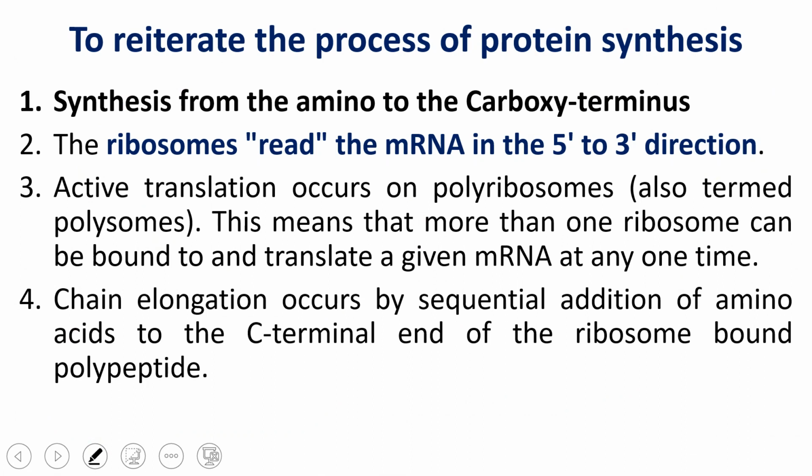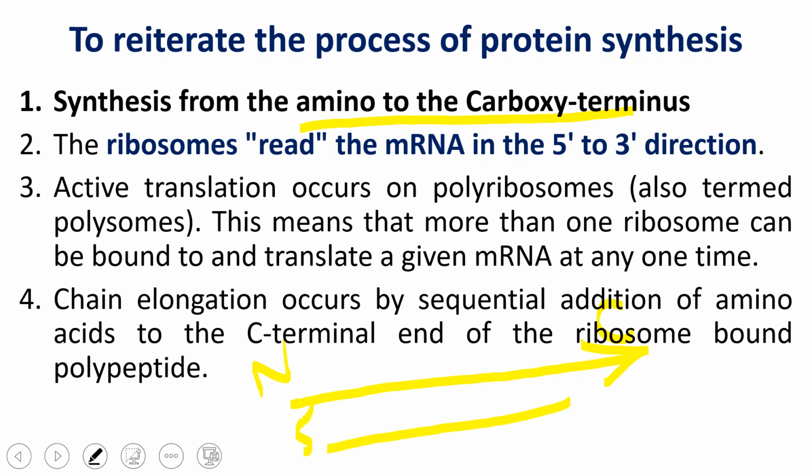We already know that protein synthesis occurs from the amino terminal to the carboxy terminal. If this is the peptide which we are going to synthesize, this will be the amino terminus, this will be the carboxy terminal, and the protein chain is growing in this direction. Like in DNA and RNA, where the direction of growth is always 5 prime to 3 prime, the chain is growing towards the 3 prime direction. Similarly, the peptide chain grows from the amino to the carboxy terminal.